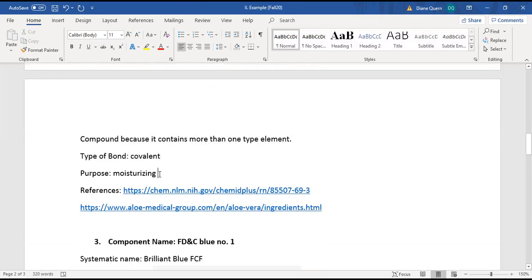What's the purpose of this? For moisturizing. So the product itself is used to sanitize your hands, but that could really dry out your hands. So they add aloe vera to help with that, to counteract that effect that the ethanol alcohol has on it.